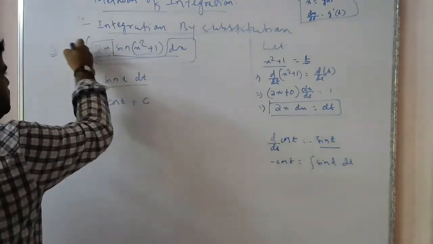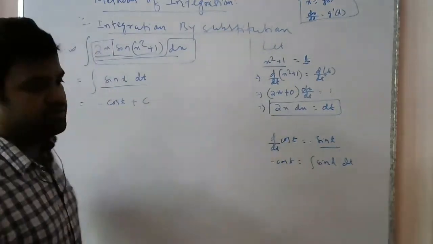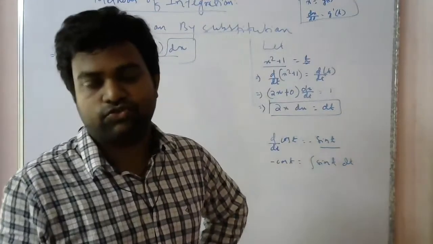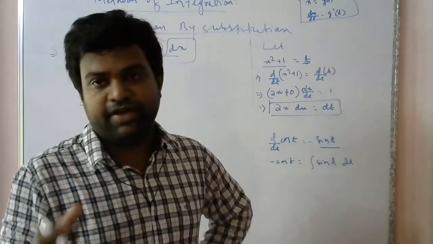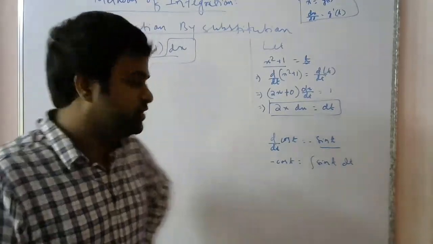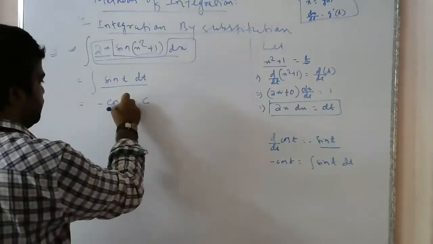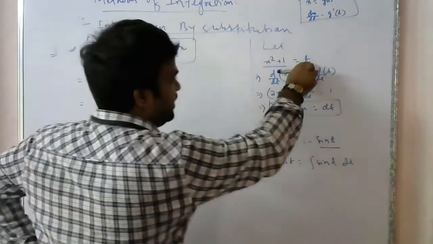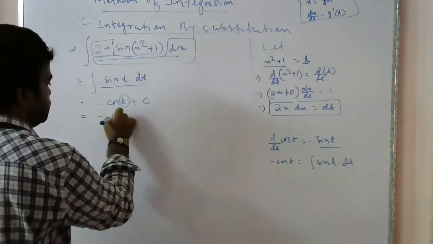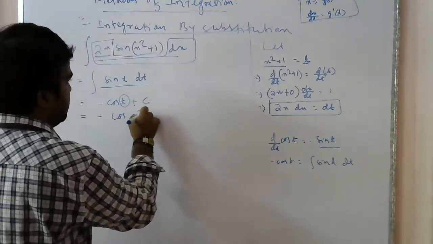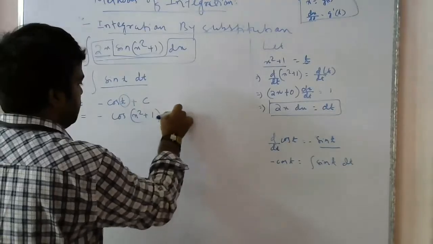Now, if the question is given, our initial function is given in x, so the result we have to convert in terms of x. We should write in terms of x, not in terms of t. So again, we'll go back and substitute, because we have taken t is equal to x square plus 1, so no harm in substituting it. So we'll write minus cos of x square plus 1 plus c.